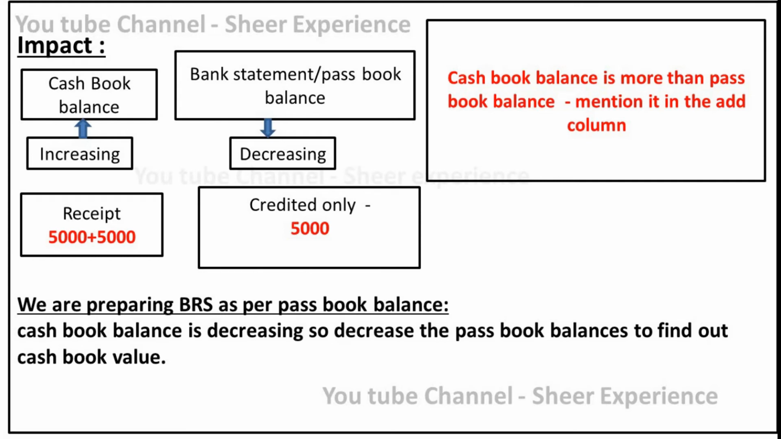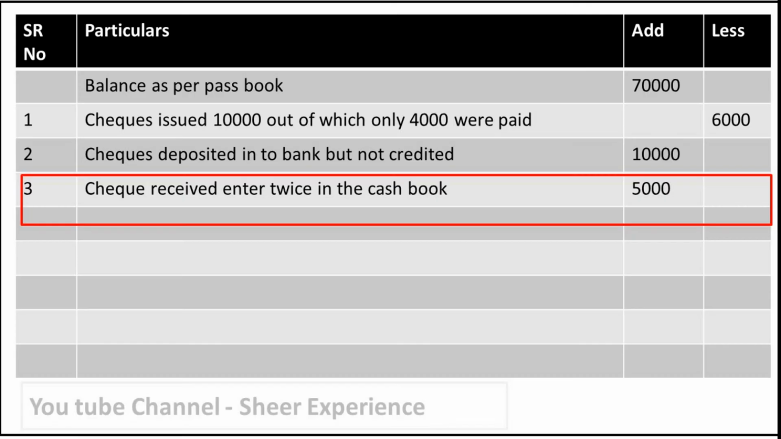When I am preparing bank reconciliation statement as per passbook balance, I will refer or check with cash book balances. Here cash book balance is more, so I will mention the amount in add column. So 5,000 in add column. In the particulars column, check received entered twice in the cash book.